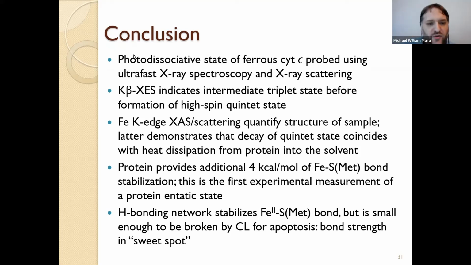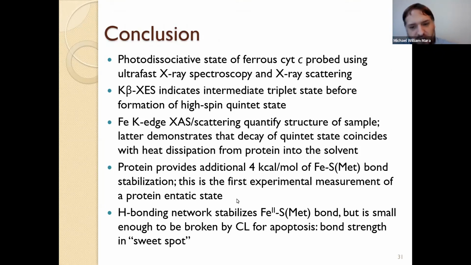We're able to quantify the structure. The quintet state structure is nailed down using the iron K-edge X-ray absorption, whereas at early times we see the axial elongation in the triplet species shown by the scattering. The scattering additionally allows us to track the thermal dissipation, which helps to further demonstrate that the recombination of the methionine is likely thermally driven. And using this information, being able to determine the temperature in the active site, and using our equilibrium constant that we derive from the Kbeta emission, we can quantify this additional protein stabilization as 4 kcal per mole.